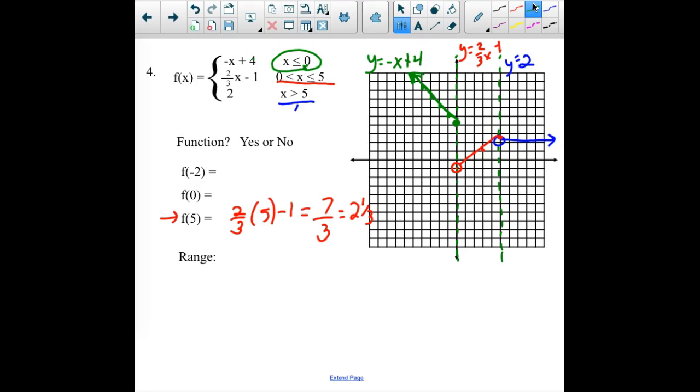All right. Does it pass a vertical line test? Now here you have to check because there are 2 places where you have vertical lines drawn in, right? And in both cases, one has a filled in dot, one has an open dot. As long as they're both not filled in, you're okay. All right. So we have a closed red dot but an open blue dot. We have a closed green dot but an open red dot. So it still passes a vertical line test.